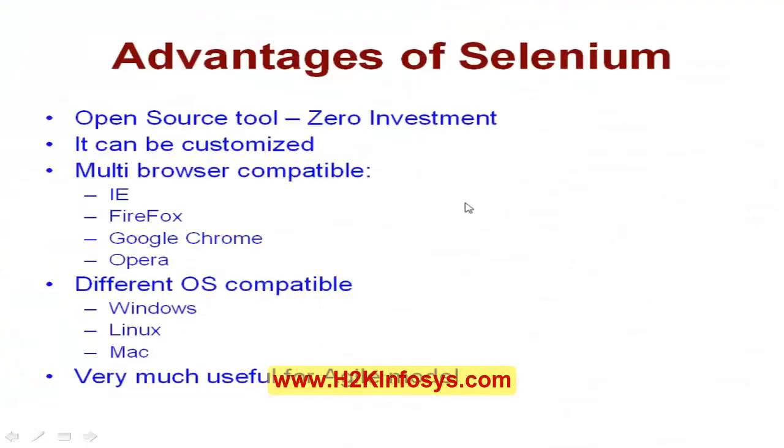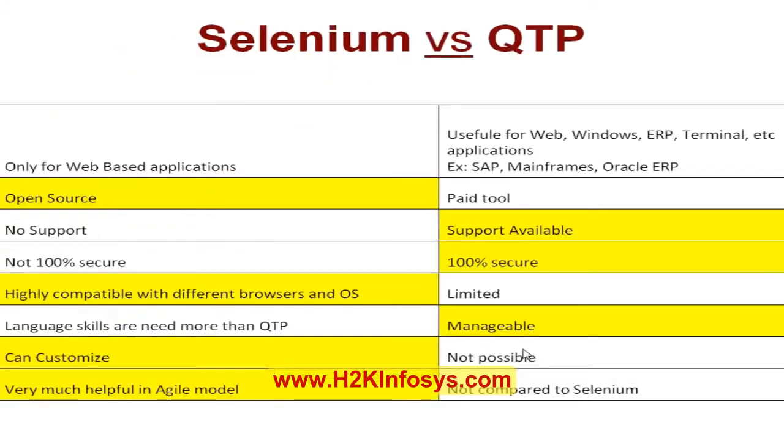Okay. Here we have some more advantages, as we listed earlier. Like it can be customized. It is very much helpful for the agile methodology. Now this slide is talking about the differences between Selenium and QTP. Basically, Selenium supports only web applications, and here if you see, QTP supports web applications, Windows, ERP. It almost supports all types of applications.